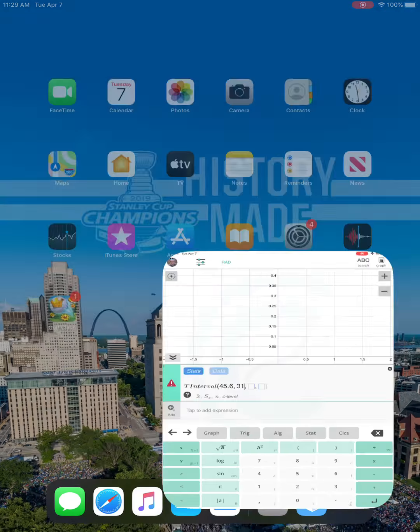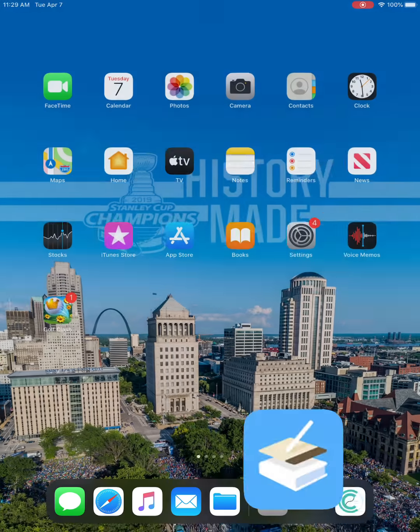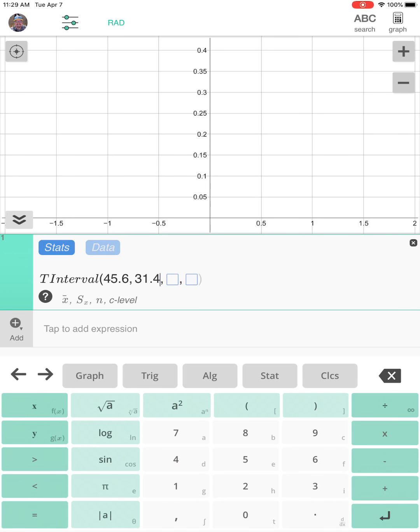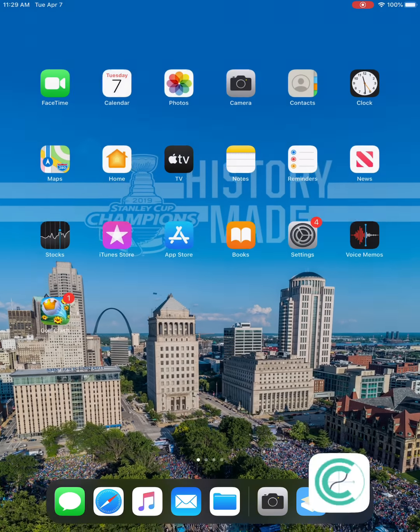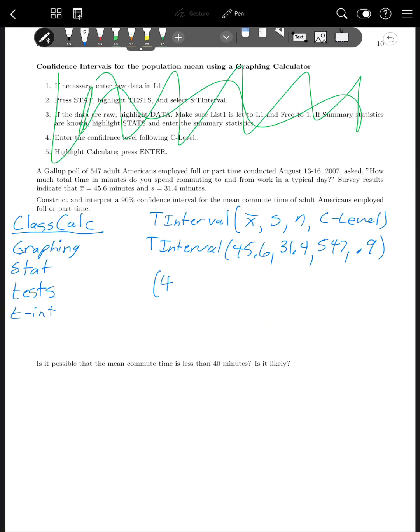Okay, so we just input this data. So 45.6 for the mean, 31.4 for the standard deviation, 547 for the size of the sample, and 0.9 for the confidence level. Okay, so 45.6, 31.4, 547, and 0.9. And when we do that, it gives us a confidence interval of 43.4 to 47.8.